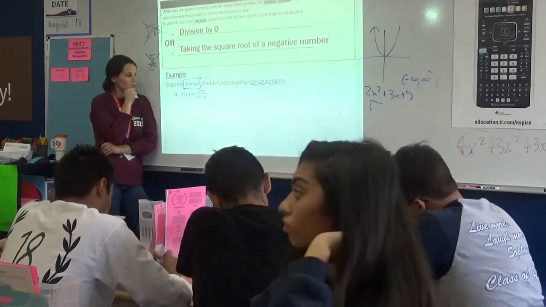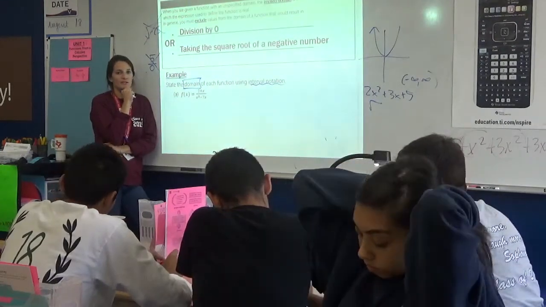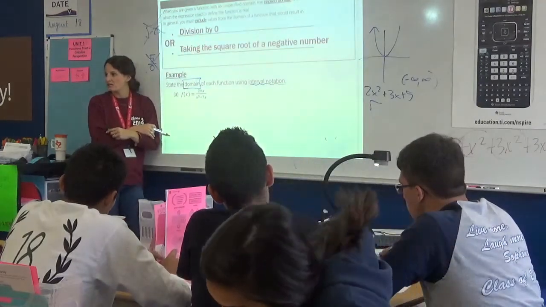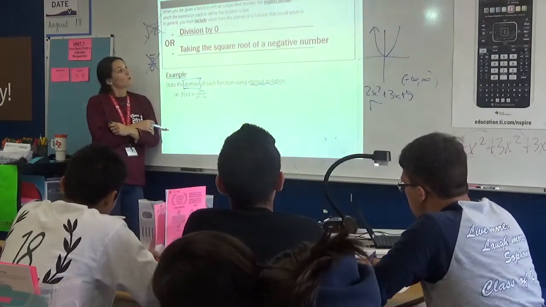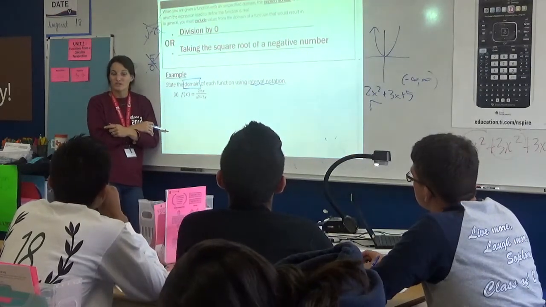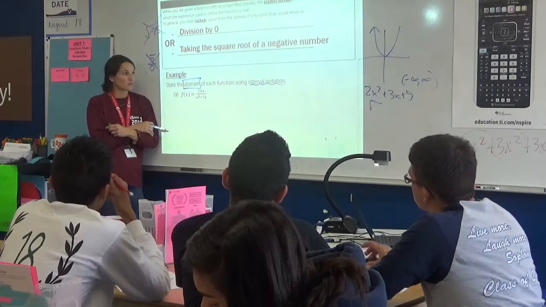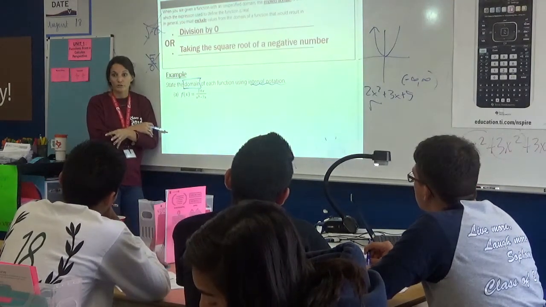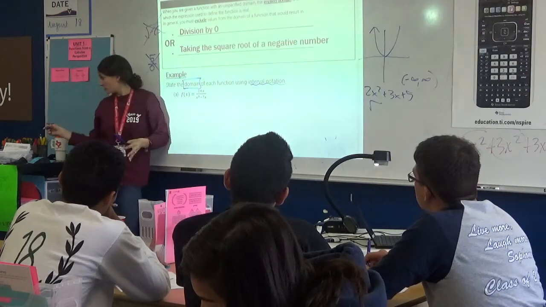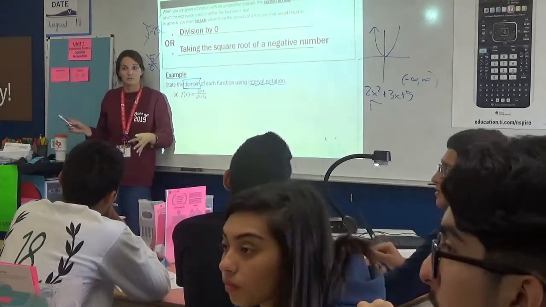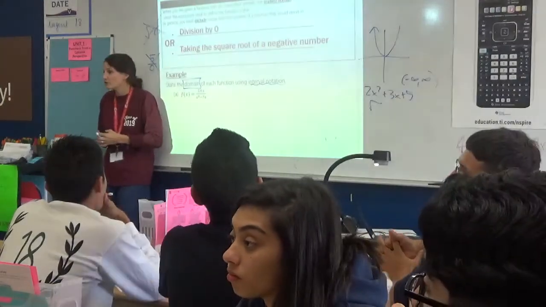Okay. Observing your function and observing these 2 things, where do you think we might run into an issue? Division by 0 or taking the square root of a negative number? Really quick, tell your neighbor which one you think might be the issue, and then I'm going to call on someone random from the sticks to help each other out. Which one do you think? And why?